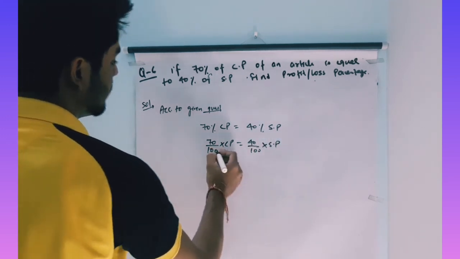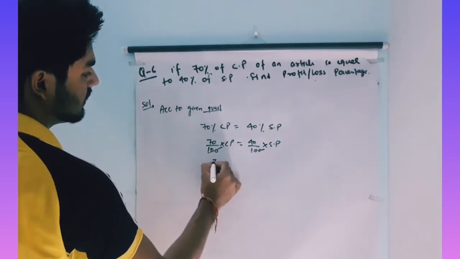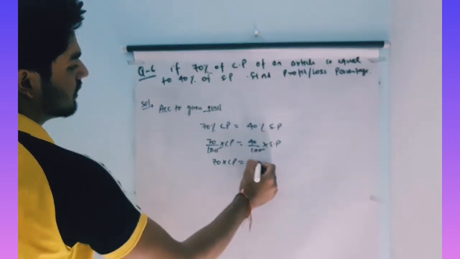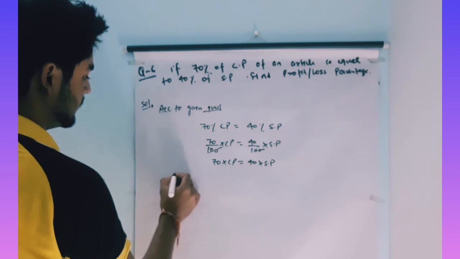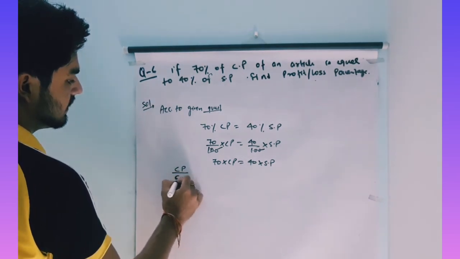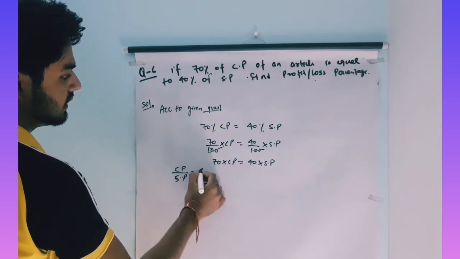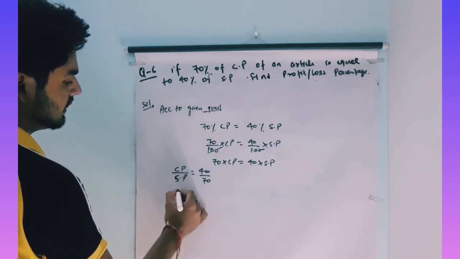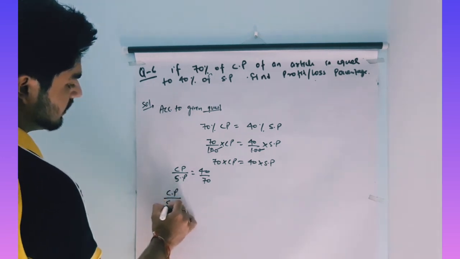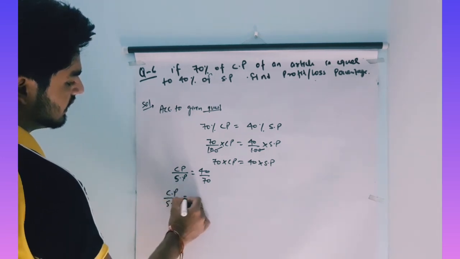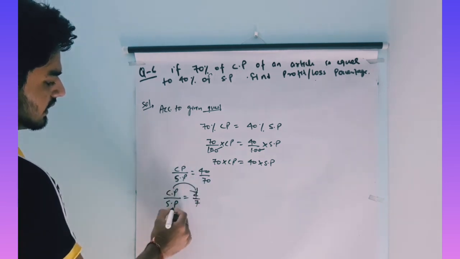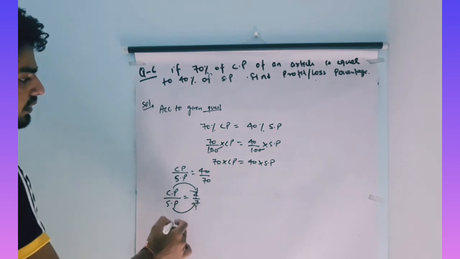We get 70 multiplied by CP is equal to 40 multiplied by SP. So we get the CP by SP ratio as 40 by 70. CP divided by SP ratio is 4:7. So if CP is 4 units, then SP is 7 units.